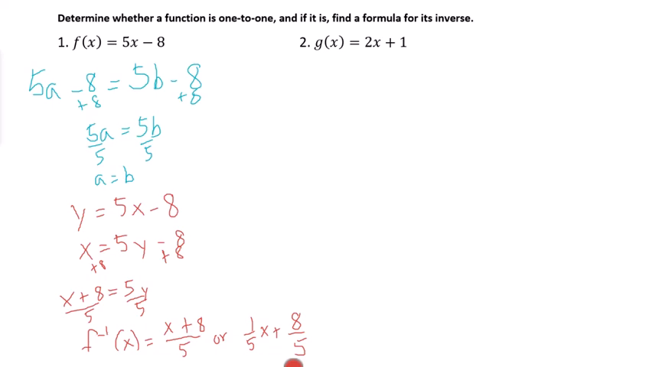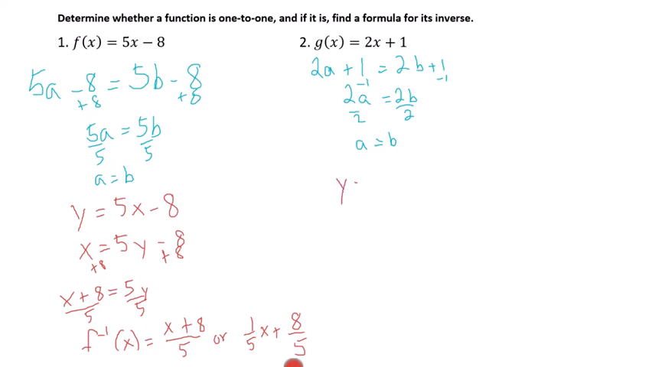All right, so first we're going to test to see if it is one-to-one. So 2a plus 1 needs to equal 2b plus 1. So that's 2a, subtracting 1, equaling 2b. Divide by 2, and you get a equals b. So it is one-to-one. So now that we know it's one-to-one, we're going to find its inverse.